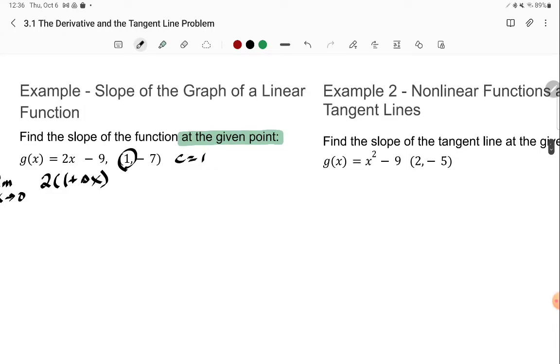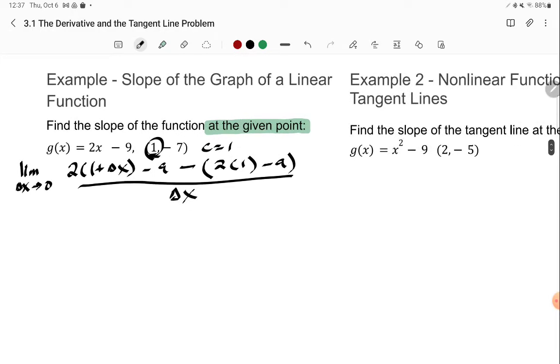And then in the second one, it's going to be minus 9 minus, I'm going to put parentheses because I'm subtracting all of that away again. It's going to be 2 times 1, or the c, which is my x value, minus 9, all over the change in x. Now, obviously, we can't take this and plug it in. If we take 0 and plug it in, we'll get 0 in the denominator. We've already studied why we can't have that. So let's simplify the top as far as we can. You take it from here and see what happens as you work things through.